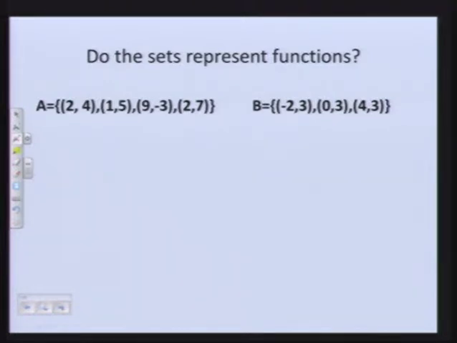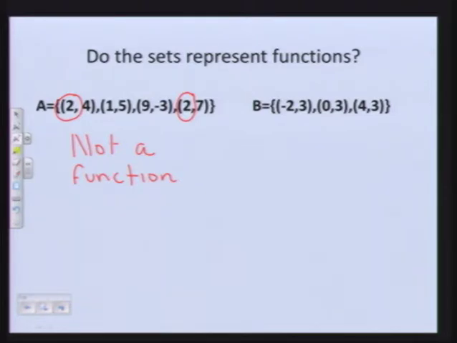Well, for set A, we have 2, 1, 9, and 2. So what I'm looking for is whether or not we have all unique values in the domain or if we have any repeat values. And then for set A, you see that the value of 2 repeats. What this means is this is not a function. This set does not represent a function. Anytime that happens, that's the case.